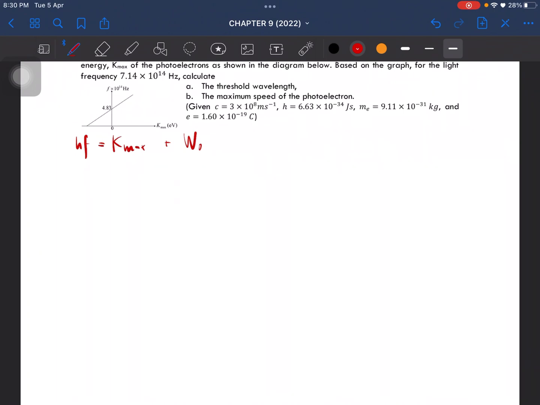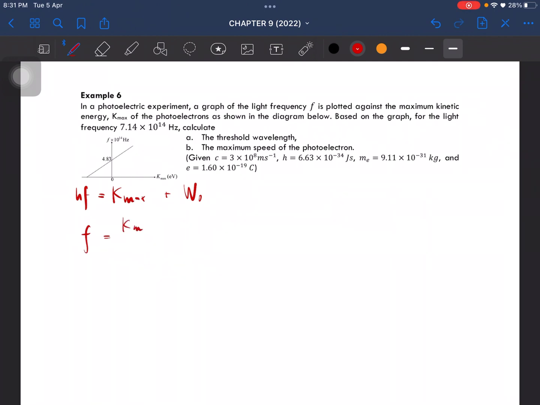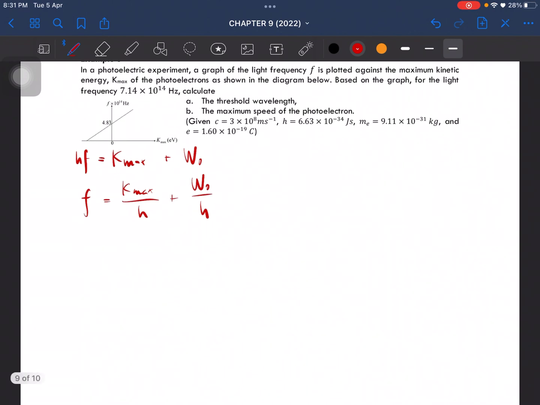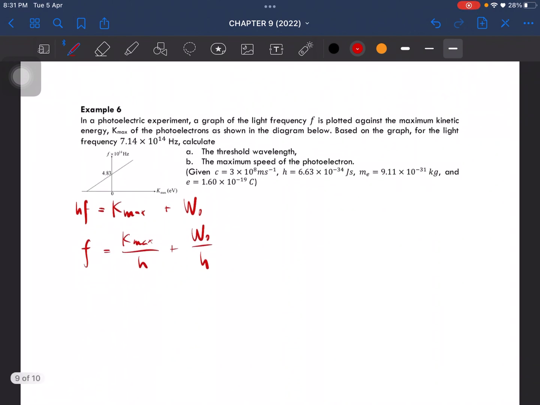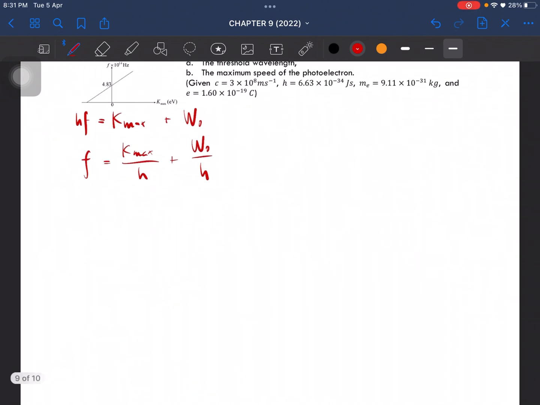If we rearrange it so that f becomes the only subject, h goes to the other side, so K max is divided by h, plus the work function over h as well. From here, we simplify it. Not really simplify, but I'll just call it simplification.